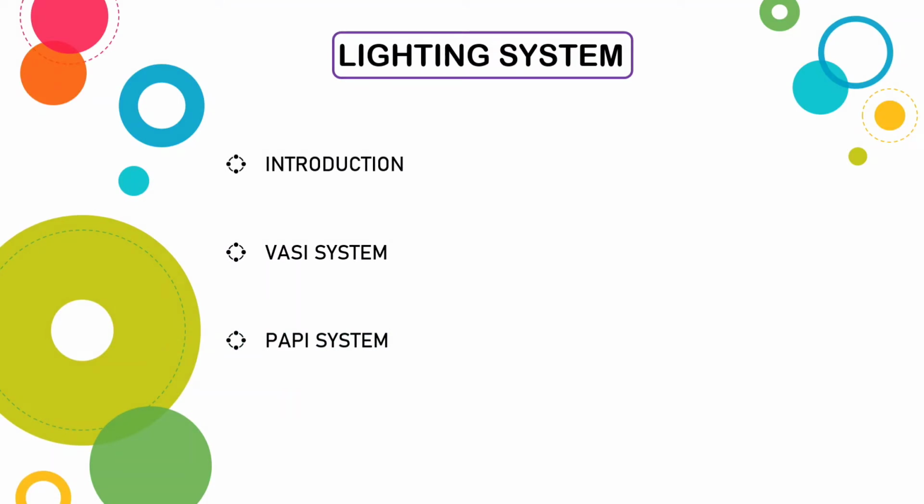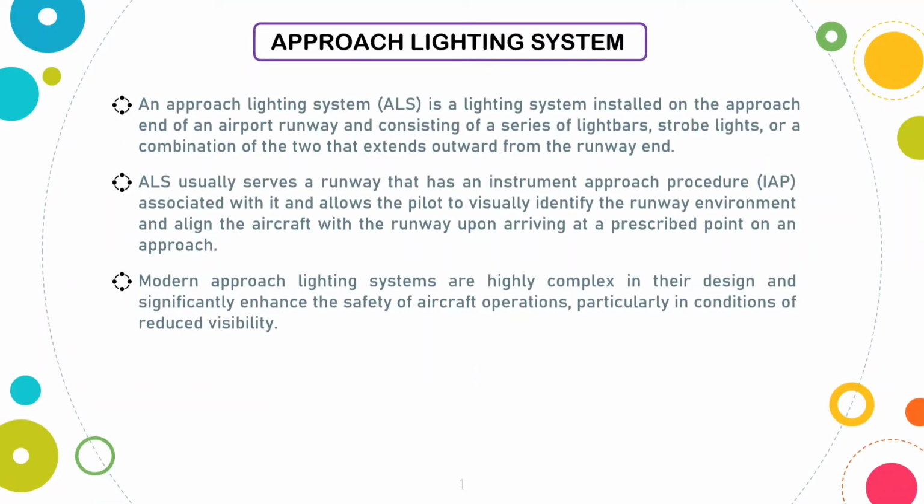Lighting system. In this module, we are going to study the introduction, VASI system and PAPI system. Approach lighting system. An approach lighting system, ALS, is a lighting system installed on the approach end of the airport runway, consisting of a series of light bars, strobe lights, or a combination of the two that extends outward from the runway end. ALS usually serves a runway that has an instrument approach procedure, IAP, associated with it and allows the pilot to visually identify the runway environment and align the aircraft with the runway upon arriving at a prescribed point on an approach.